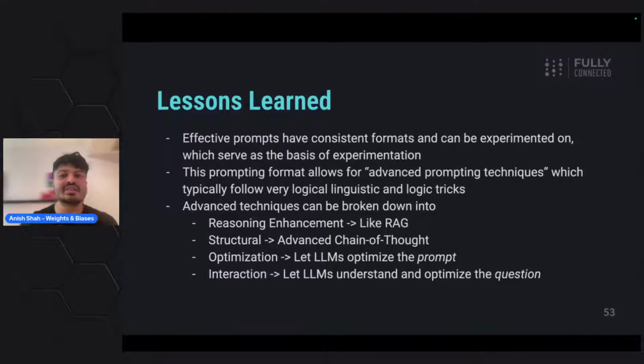Well, with all said and done, what we learned here is that effective prompts have consistent formats that can be experimented on. And because this format exists, we are now able to have these advanced prompt techniques, which have been broken down into reasoning enhancement, which is similar to RAG, where we dynamically select new context and input it into a large language model. It can be structural, like an advanced version of chain of thought. It can be about optimization, where we let LLMs optimize a prompt, or interaction, where we let LLMs understand and optimize a question.